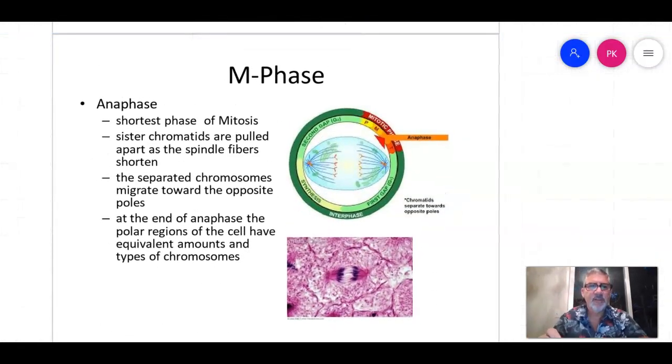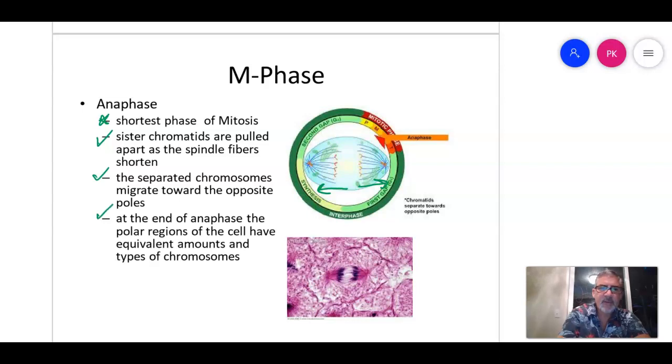So now we're at anaphase. Anaphase is the shortest phase of mitosis. Ana is away, so this is the phase where they go away. Here's what happens: sister chromosomes are pulled apart as the spindle fibers shorten. The centrosomes kind of reel back in those spindle fibers, and they shorten. And as they do, remember they're attached to the kinetochore region, so they pull them away. They separate toward the opposite poles. Each one of these is moving in a direction toward the centrosome.